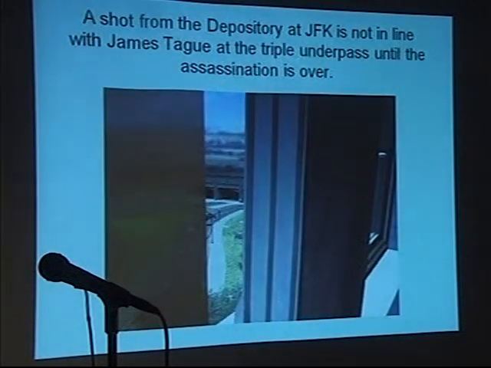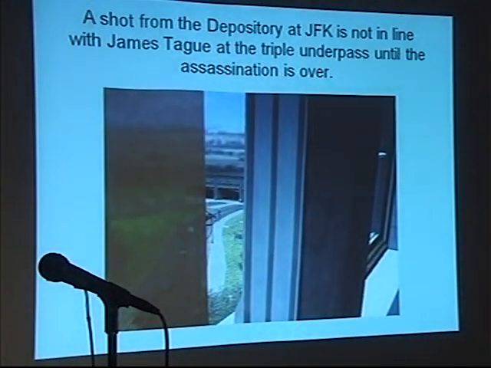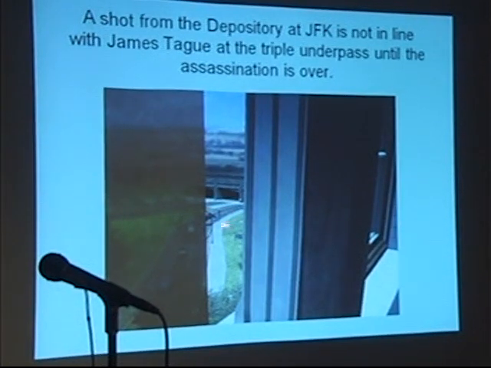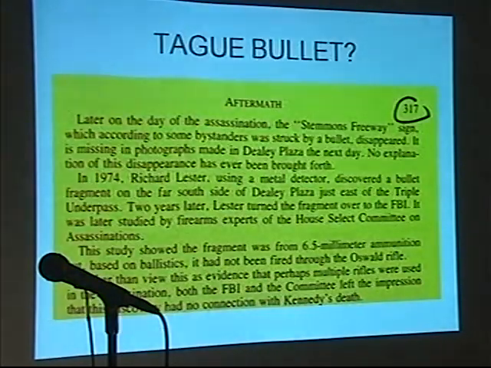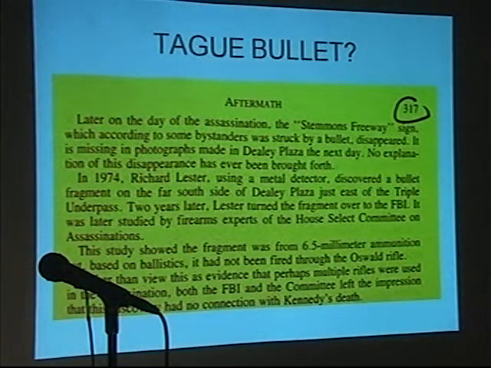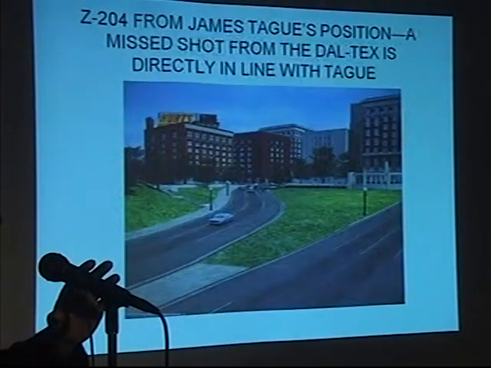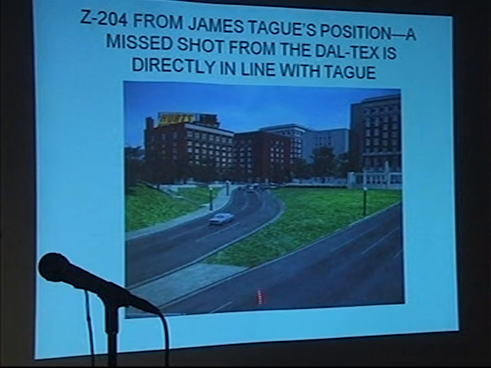Next slide. And if you try to line it up from the Depository and hit James Tague, aiming at Kennedy, the assassination is already over. He's already passed this crosswalk. Next slide. Let's skip this in the interest of time. And here's a position. This is how James Tague would see it. The shot that missed Kennedy is in line to hit the curb in front of him.